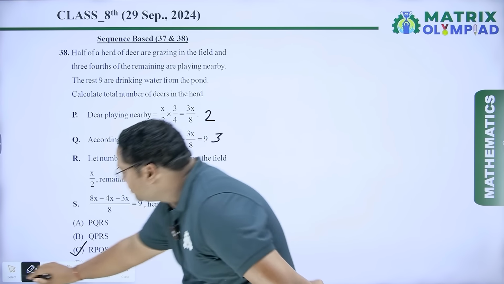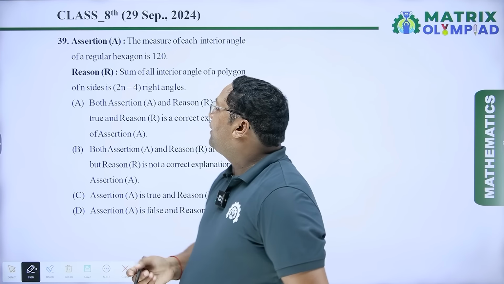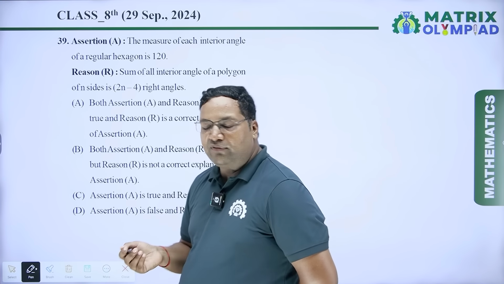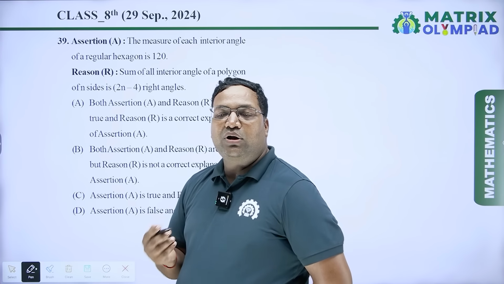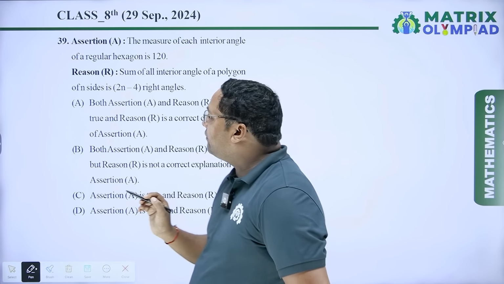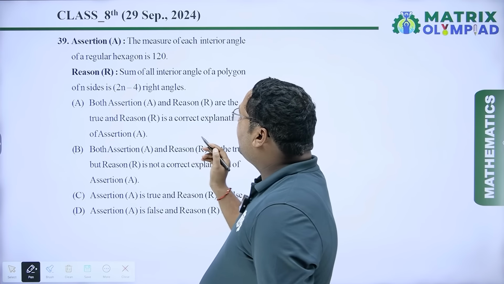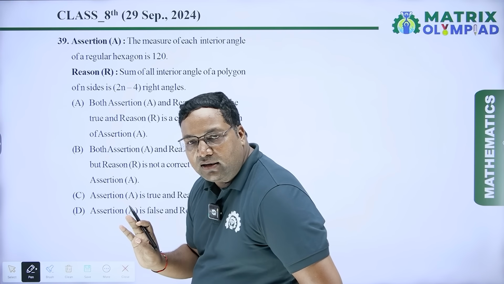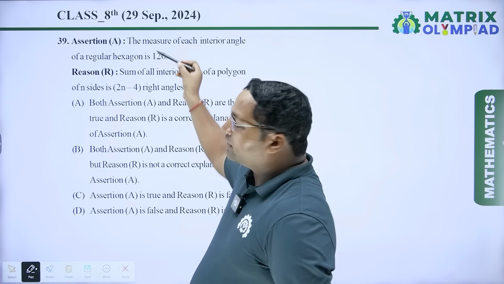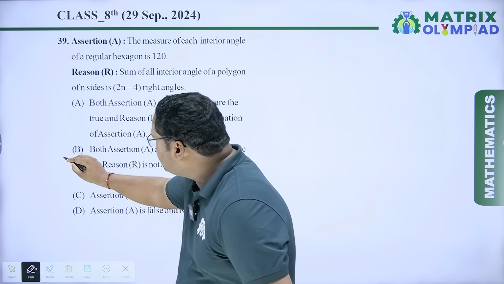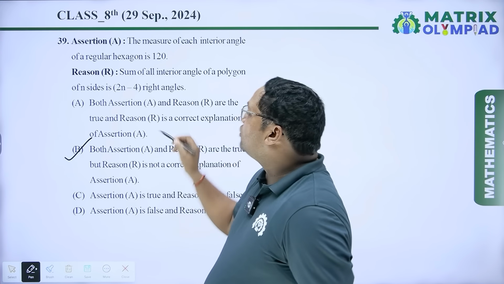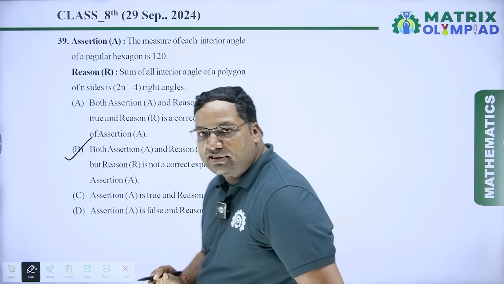Now coming to the next question. Coming to question number 39. The measure of each interior angle of a regular hexagon is 120 degrees, which is right. So interior angle of regular hexagon is 120 degrees. Next is sum of all interior angles of a polygon of n sides is 2n minus 4 into right angle. So it is also a right option. But the reason is not true for the assertion A. So option B is correct here. Both the assertion and reason are true, but R is not the correct explanation of assertion A.